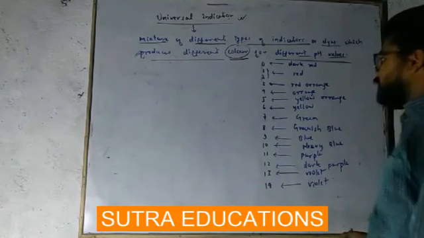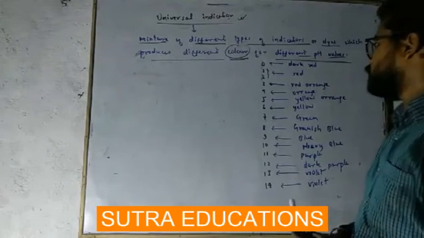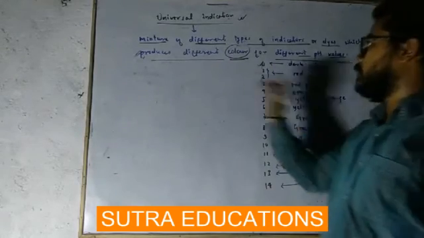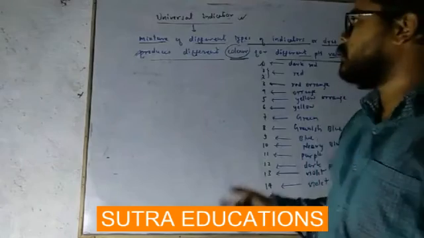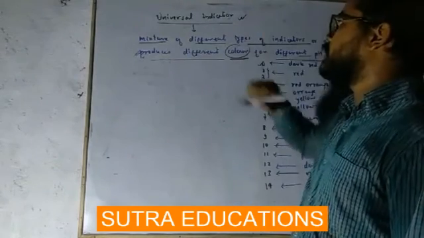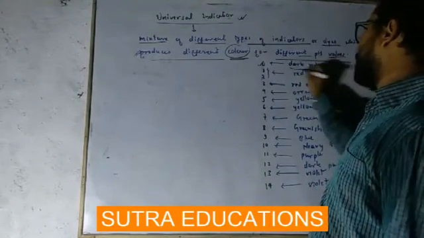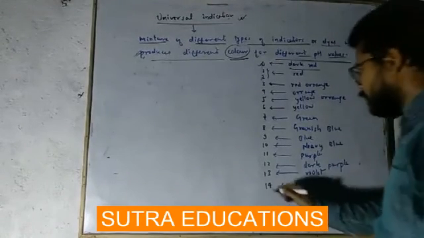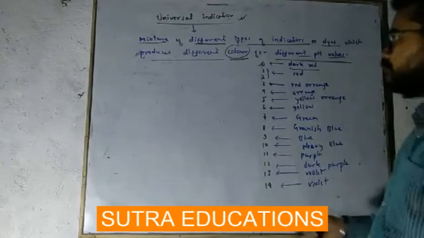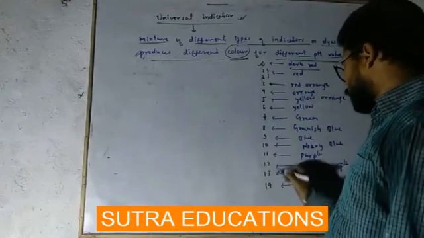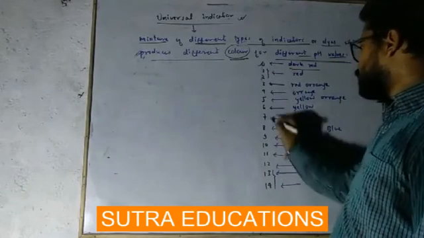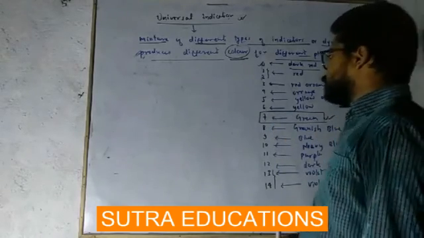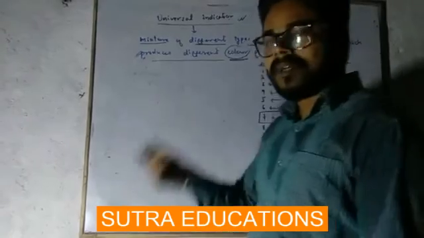Hope you have understood. If pH of 0 has to be tested on universal indicator, then it will produce dark red color. If pH of 13 or 14 is tested, then it will produce violet color. If pH of 7 is tested, then it will produce green color. Getting this?